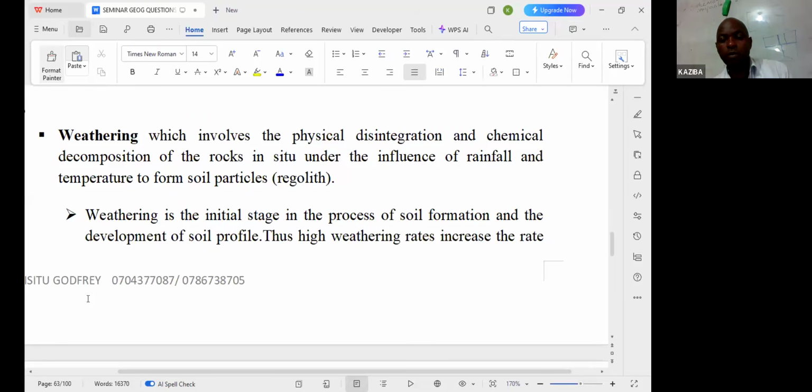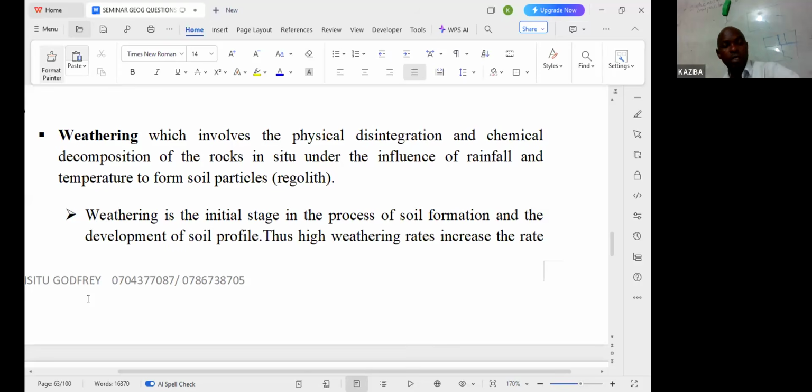So we said, okay, I'm starting. We're saying that you define weathering as the physical disintegration, the physical breakdown of rocks from big particles to small particles. Then you also talk about chemical decomposition. And you mention that as the first process in the formation of soil and soil profile. Where we have high rates of weathering, you have the formation of deep mature soil. Where you have low rates of weathering, you have the formation of shallow immature soil.